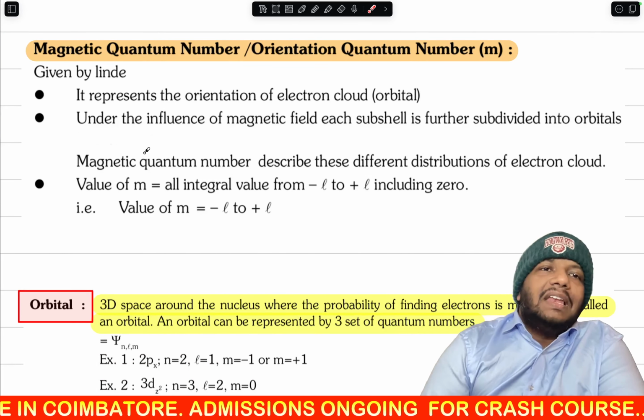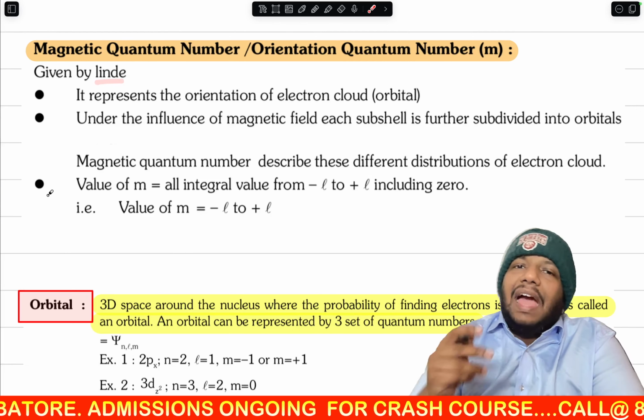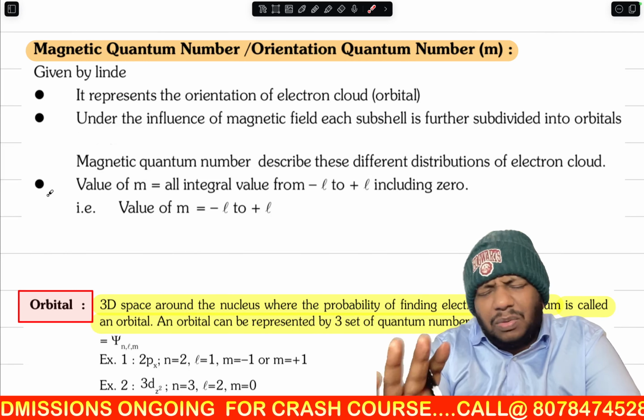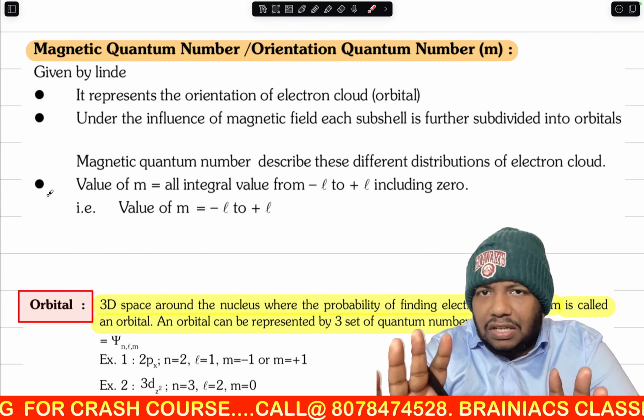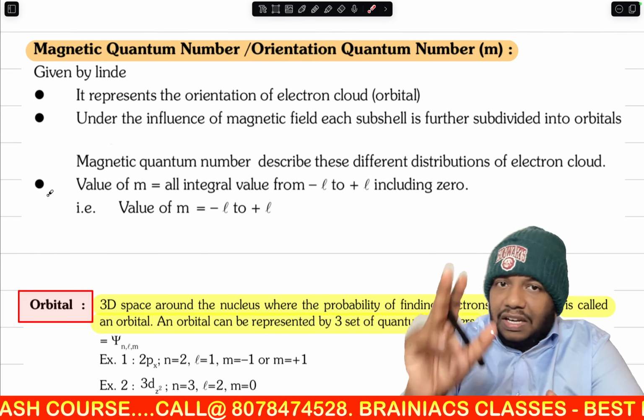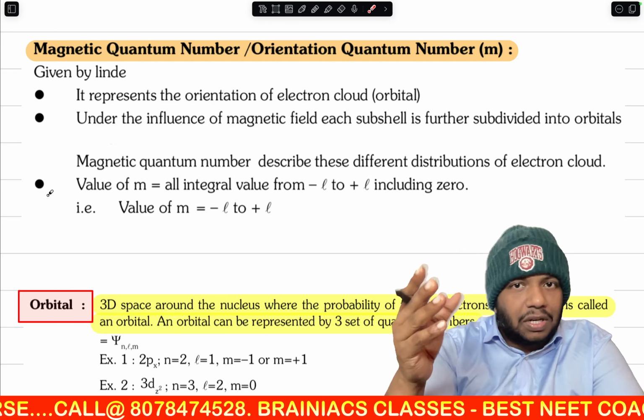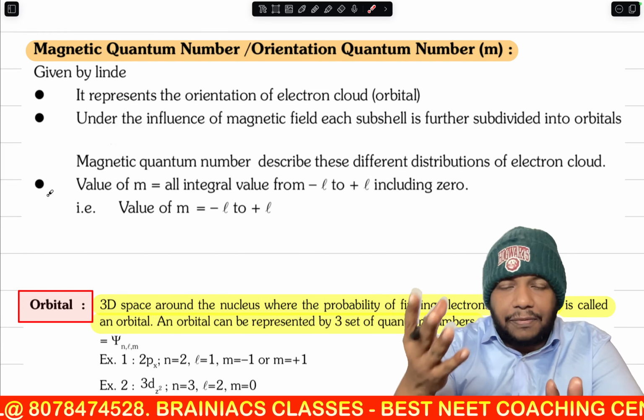Now coming to the next one, that is the magnetic quantum number. This was given by Linde. And what does it represent, sir? That is what is very important. Now I understood that there is K shell, L shell, M shell, N shell, different shells are there. Inside that shell, there are subshells. Subshells can be S, P, D and F.